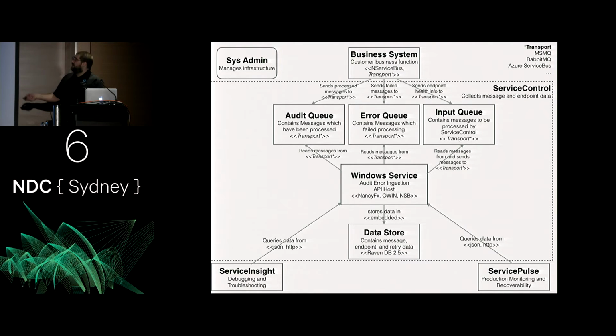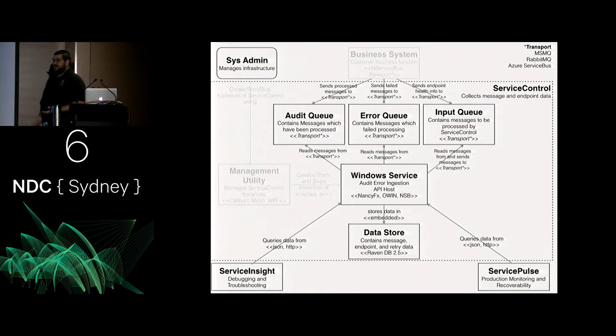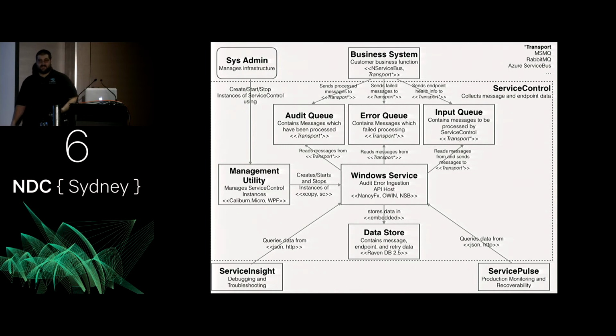And then we've just got one other class of user, that's that system admin. They're not connected to anything at the moment. So when they want to manage instances of service control, it turns out they're actually using a completely separate desktop application written using Caliburn.Micro and WPF. That's where that technology choice comes in.